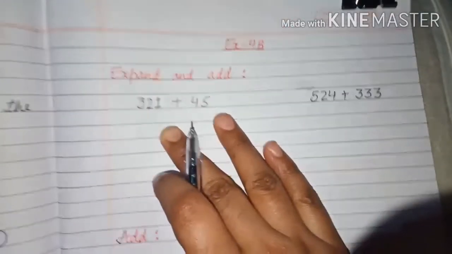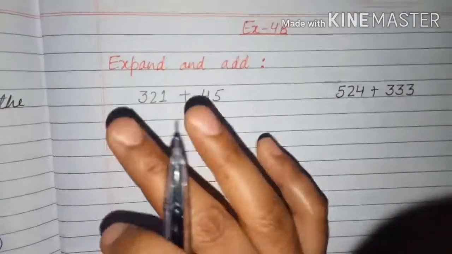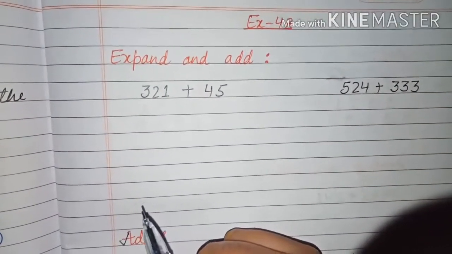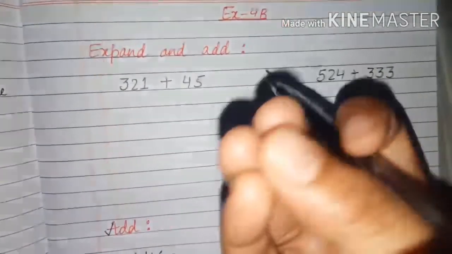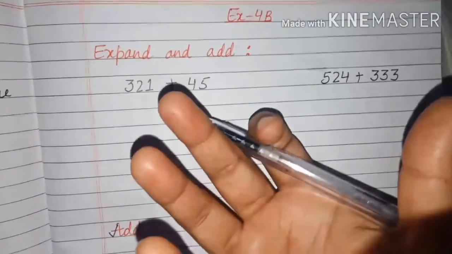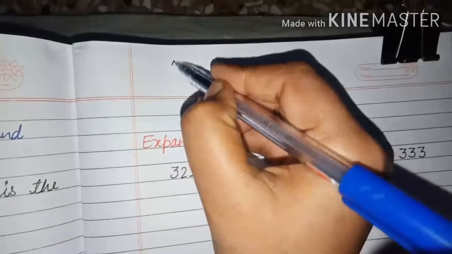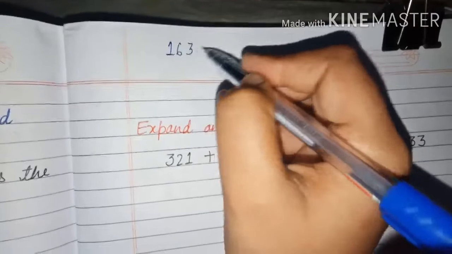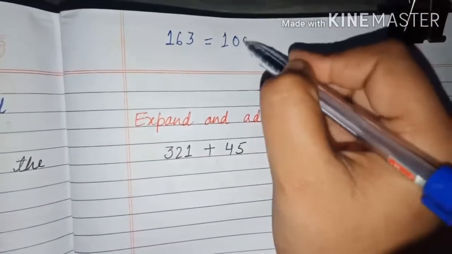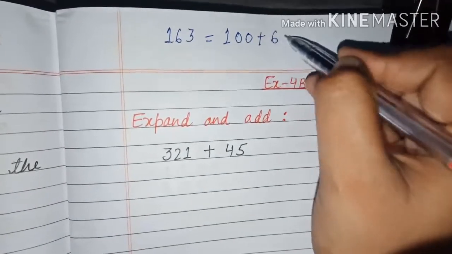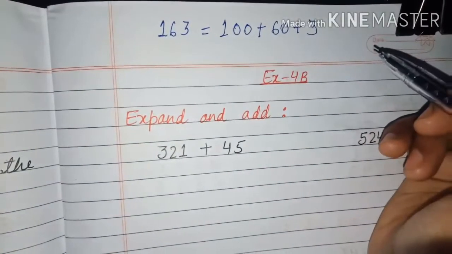Now exercise 4b. The question is expand and add. In the previous video I told you what expand is. Expand means we are expanding a number to its greater form. Like if I have 163, and I say expand this number, what will it be? 100 plus 60 plus 3. This is the expanded form.